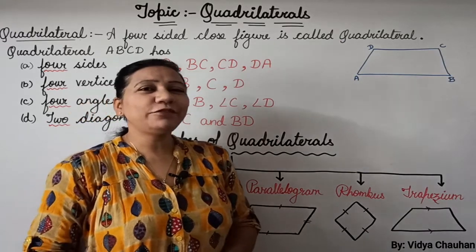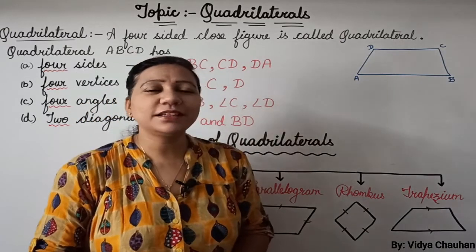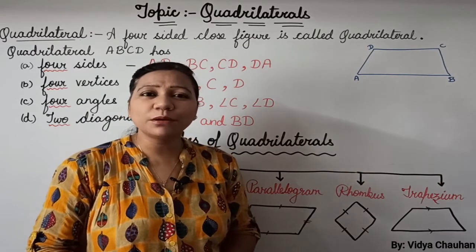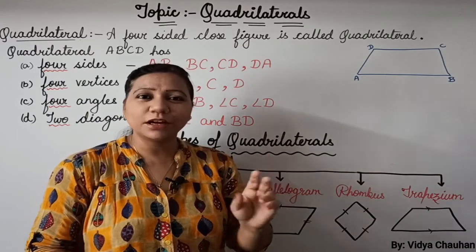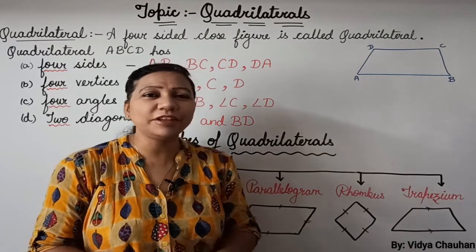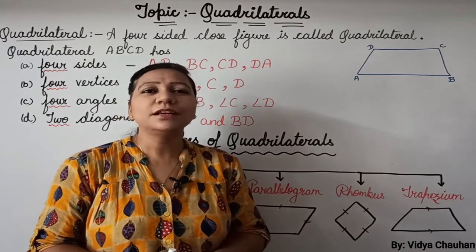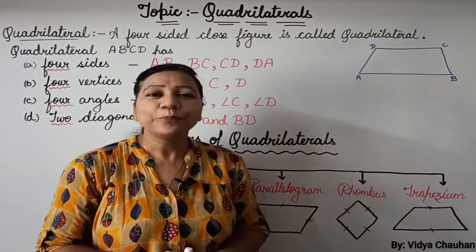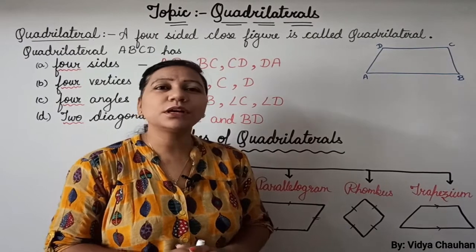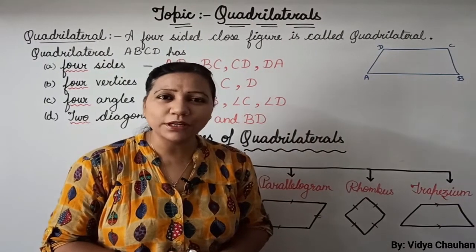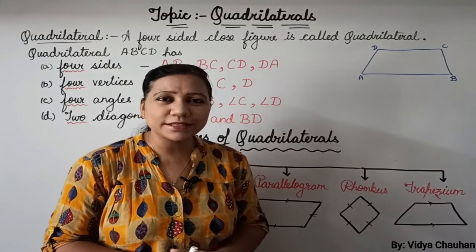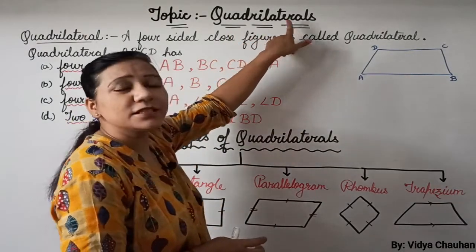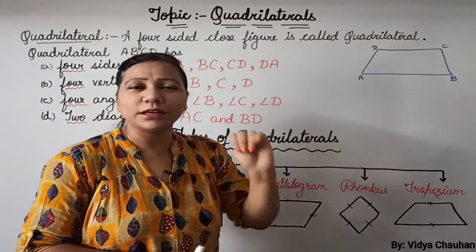Students, in our previous lesson, the previous half of this chapter, we discussed a three-sided polygon, a polygon having three sides, three angles and three vertices, and it was a triangle, right? Now we will discuss a polygon having four sides. Today we are going to start our new topic, quadrilaterals, which is a four-sided polygon.